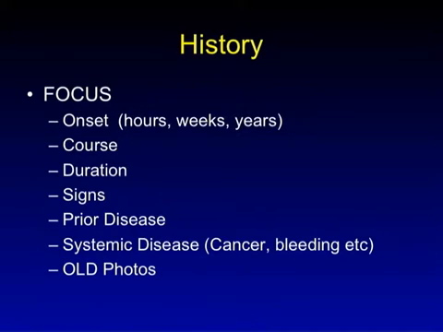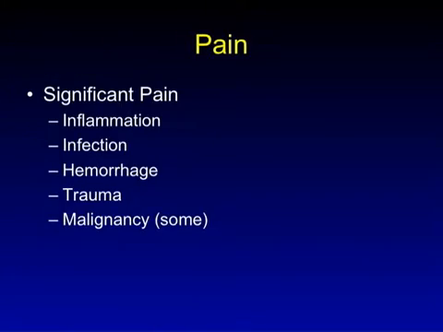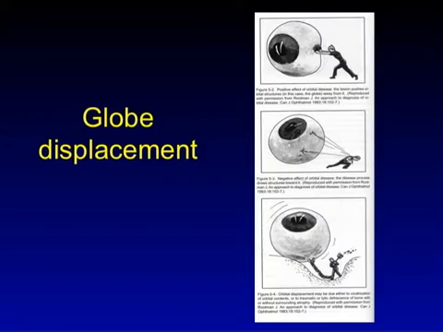Another important thing is onset. So is it hours, is it weeks, or is it years? Okay, and all these things here that you see are important for history. And then there's the sixth piece. Pain can be inflammation, infection, hemorrhage, trauma, or malignancy. Globe displacement, again, that's a sort of mass effect, something that may cause proptosis, but something that isn't necessarily infiltrative.